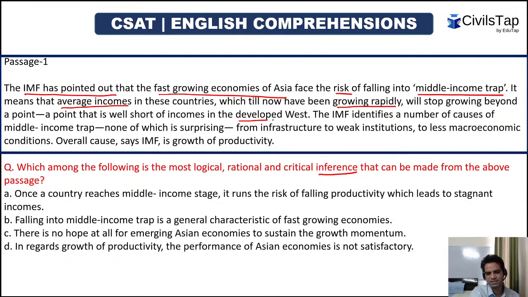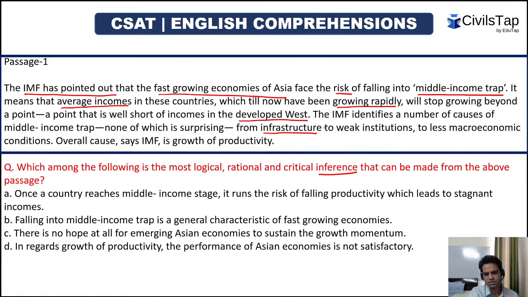So basically, that's what they're saying, that developing Asian countries face a risk of falling into the middle income trap. And what is the middle income trap? These economies are susceptible to falling into this trap because they have been growing rapidly, but beyond a point they will stop growing, and that point is well short of incomes in the developed West. The IMF identifies a number of causes of the middle income trap, none of which is surprising.